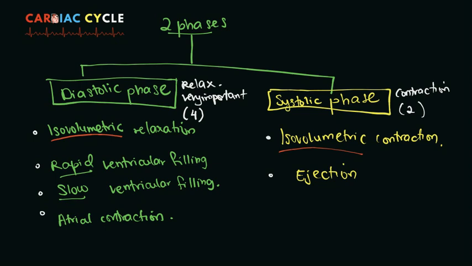Both of these phases will start with isovolumetric, either relaxation or contraction. So for the diastolic phase, after it relaxes, it is followed by rapid ventricular filling and then slow ventricular filling, and then finished off by atrial contraction. And we go to the systolic phase. It always starts with isovolumetric contraction, since this is the systolic phase, and then ejection of blood into the circulation.